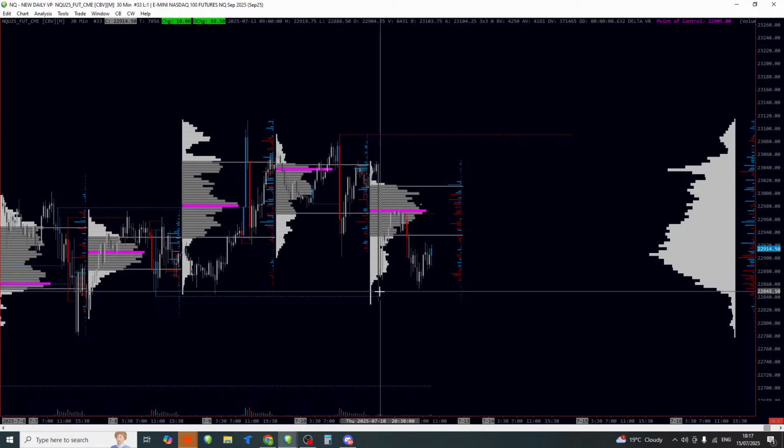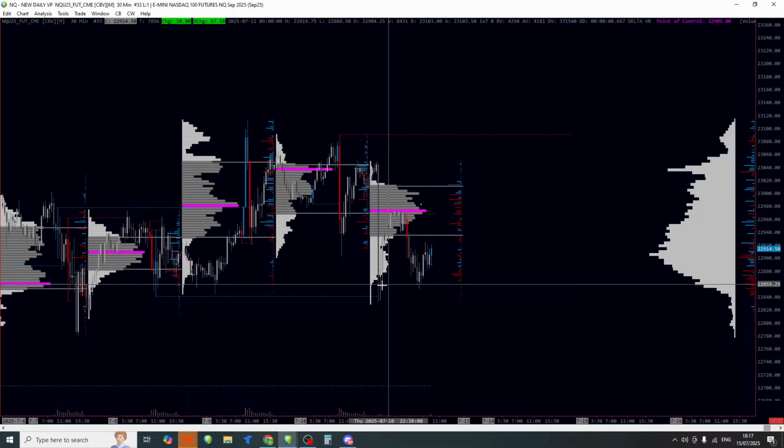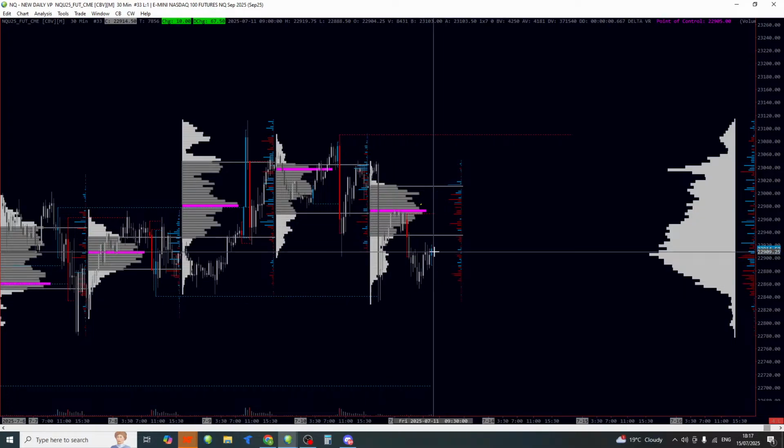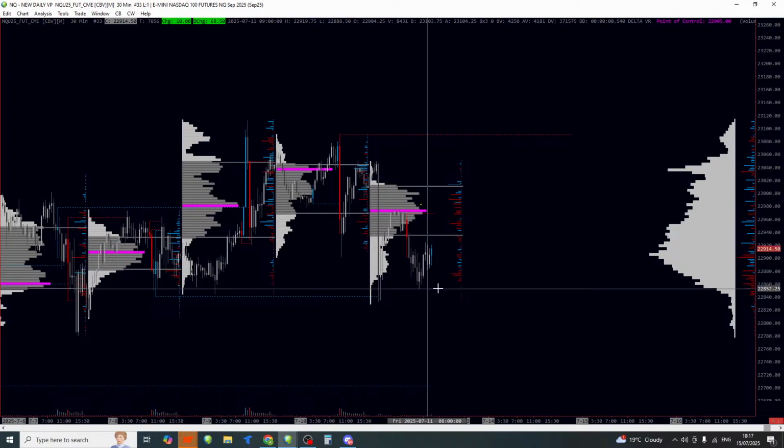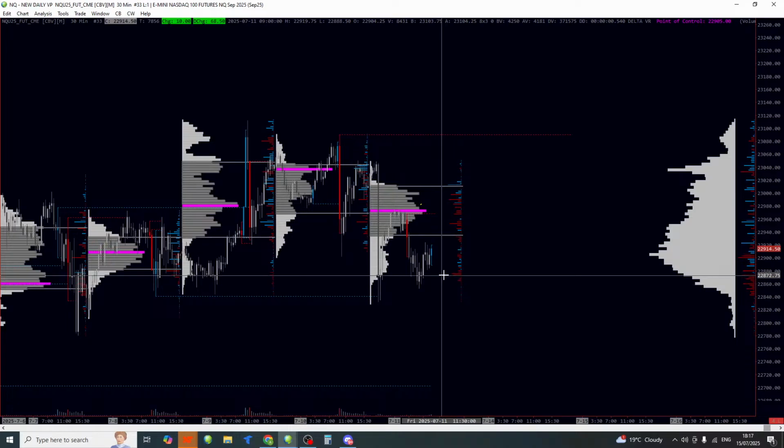So coming into the New York session, right, which was here. Now I'm looking at this, seeing that there was low volume here where price had a sharp rejection. So I'm not really expecting price to break lower from here because there was low volume here, right? Now this is what's called a delta profile, right?